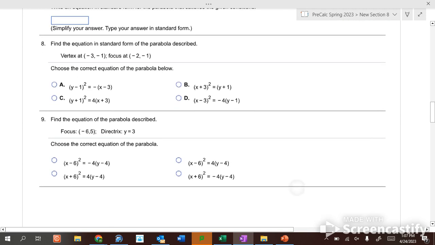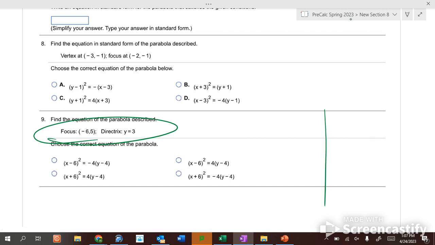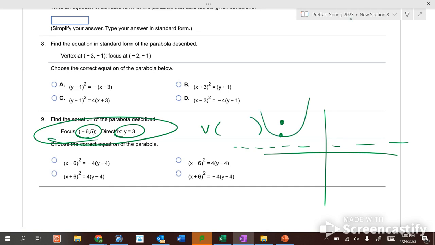And so some of them are fairly similar towards the end. Let's do this one. Focus is at negative 6, 5. Directrix line is at y equals 3. So your vertex is going to be halfway in between. What's halfway in between negative 6, 5 and y equals 3? Well, it's an up-down one, right? So your x value isn't going to change. It's going to be at negative 6. What's halfway in between 5 and 3? 4. It's going to be at negative 6, 4. And we're just going 1 to get there.